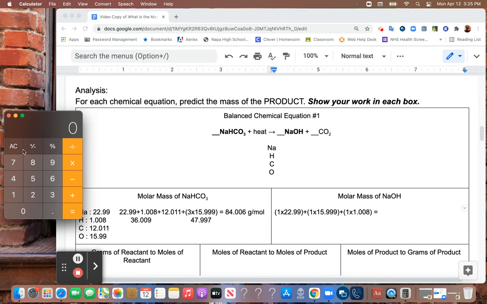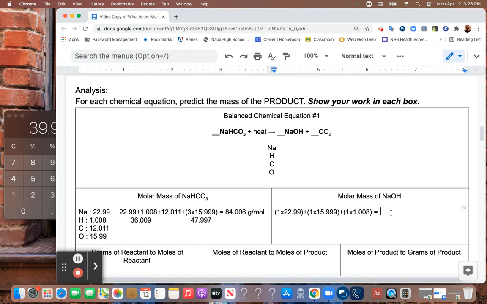Okay, well, let's see. On my calculator, 22.99 plus 15.999 plus 1.008 equals 39.997 grams per mole. All right, there we go. That is how we find the molar masses.